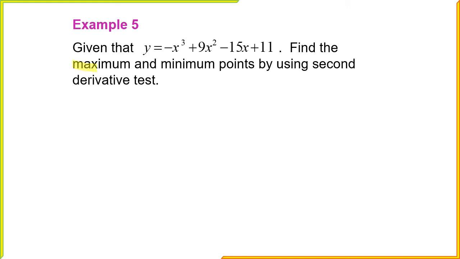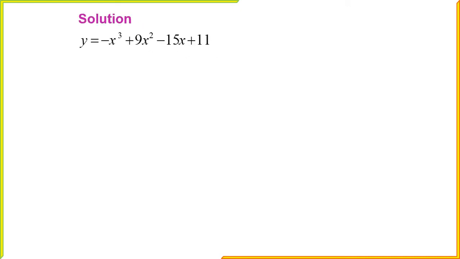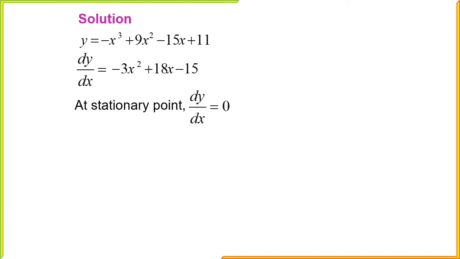So directly they ask you to find the stationary points, the minimum and maximum, by using the second derivative test. To find the maximum and minimum, we need to find dy/dx first. So dy/dx is equal to negative 3x squared plus 18x minus 15. And then we equate it to 0. Now we can factorize out negative 3.